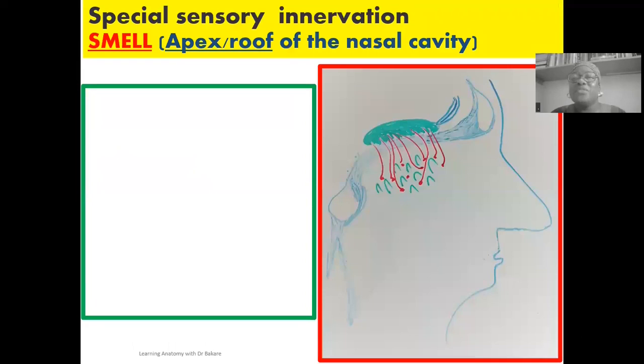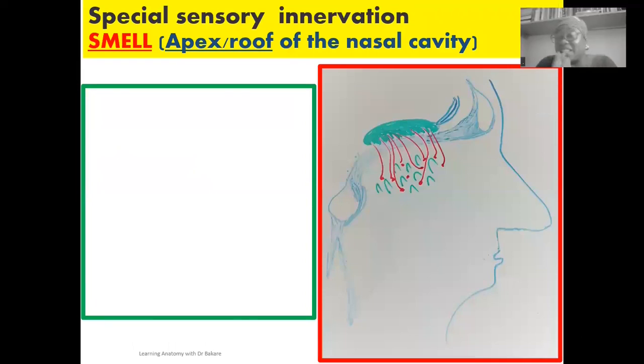But going through first the special sensory innervation, we already said that the special sensory innervation is carried by the olfactory nerve, which is the first cranial nerve, and this is solely responsible for the sense of smell because this is a special sensory innervation. So the specific action of detecting the sense of smell in the nasal cavity is carried solely by the olfactory nerve, and this is where the structure is located, at the roof or the apex of the nasal cavity.